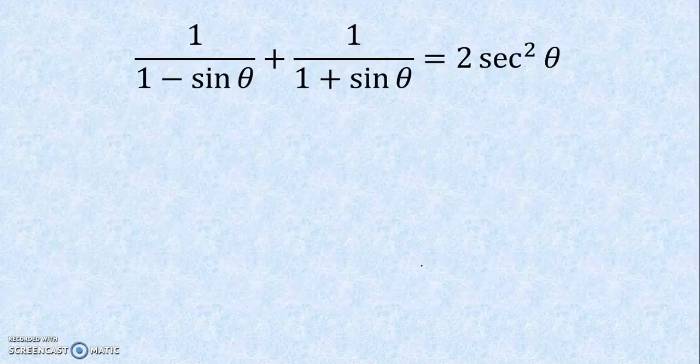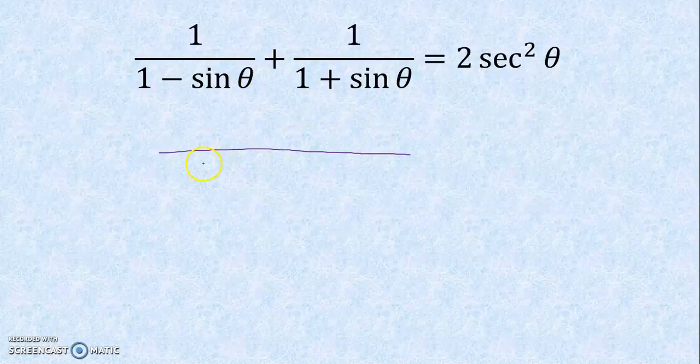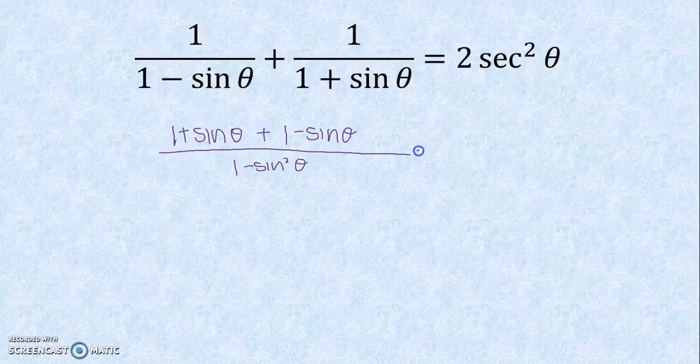On this one, I see fractions standing out to me, so that's going to be the first thing I need to deal with, is combining these two fractions. So I'm going to find a common denominator, which would be, if I multiply those, 1 minus sine squared theta. So I'm multiplying this first fraction by 1 plus sine theta, so this becomes 1 plus sine theta in my numerator. The second fraction I multiplied by 1 minus sine theta, so 1 times that is 1 minus sine theta.